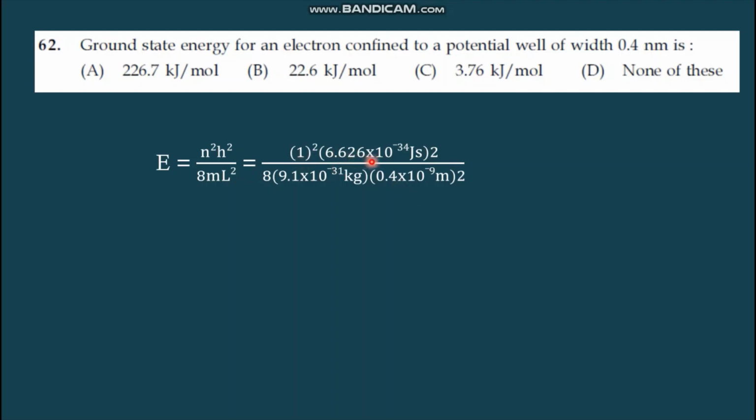1 square into 6.626 into 10 raised to minus 34 joule second, whole square. I always tell you to put the units along with the values, otherwise you will get confused. And this joule second and joule second, in kilogram meter square, that conversion we did in previous videos.